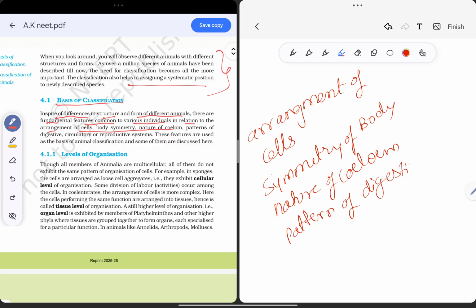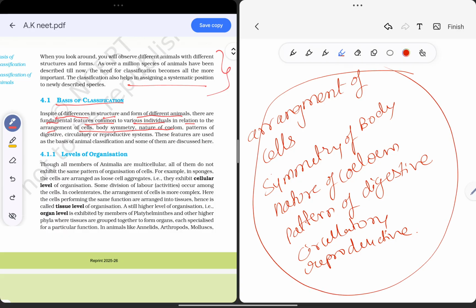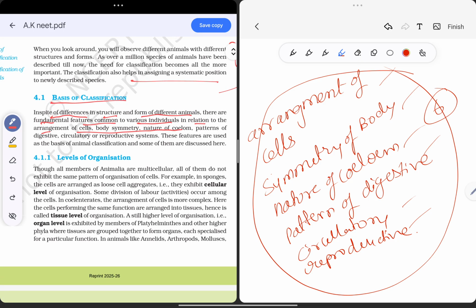And pattern of digestive, circulatory, reproductive systems, the classification has been done. You should remember these 1, 2, 3, 4, 5, 6. These 6 points are very important in this exam because they might ask you based on what the classification has been done. So remember the 6 points: arrangement of cells, symmetry of body, nature of coelom, digestive, circulatory, reproductive.